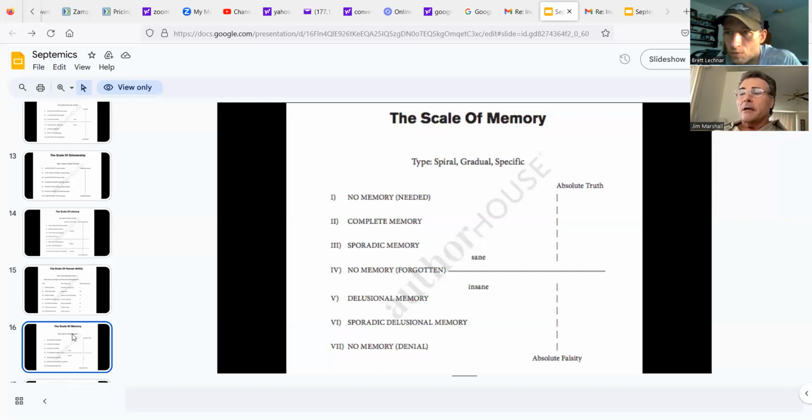So, this is what people in meditation or anything like meditation are trying to get to. Right. And that would definitely be based off of want. I imagine not many people want to get to no memory needed.